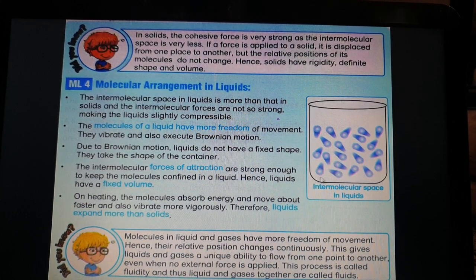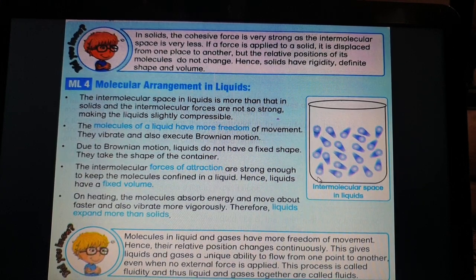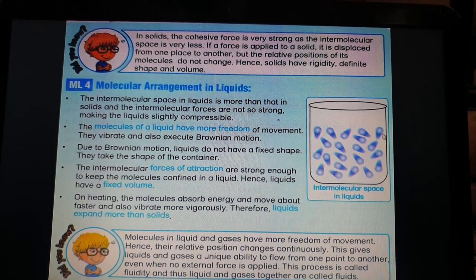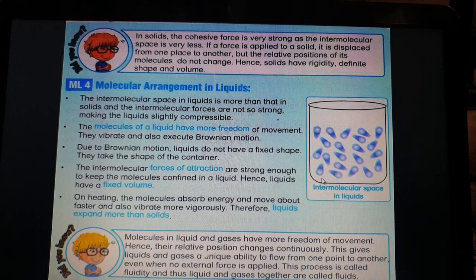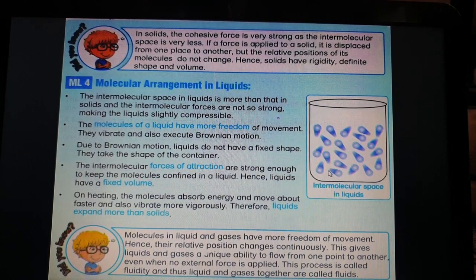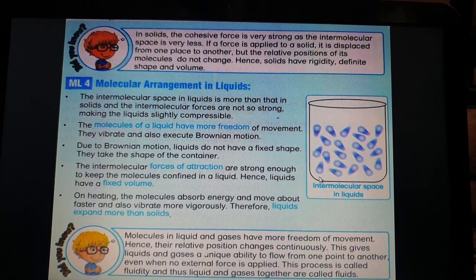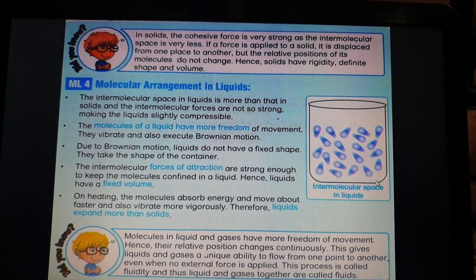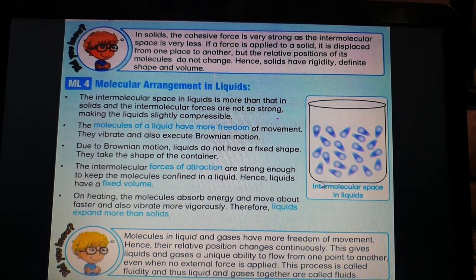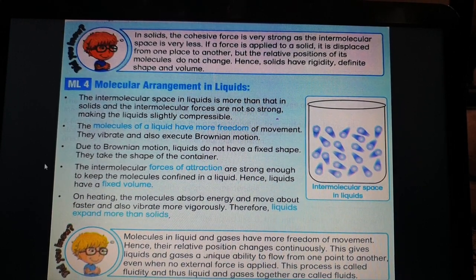So the molecules of a liquid will not have any fixed shape. Why? Because whichever container you pour the liquid into, it will take the shape of that container. For example, if I have a bowl which is round in shape, the water will take the shape of the bowl. If I have a bucket in the form of a square, then it will take the shape of a square. Container means the object in which you store water or some liquids.